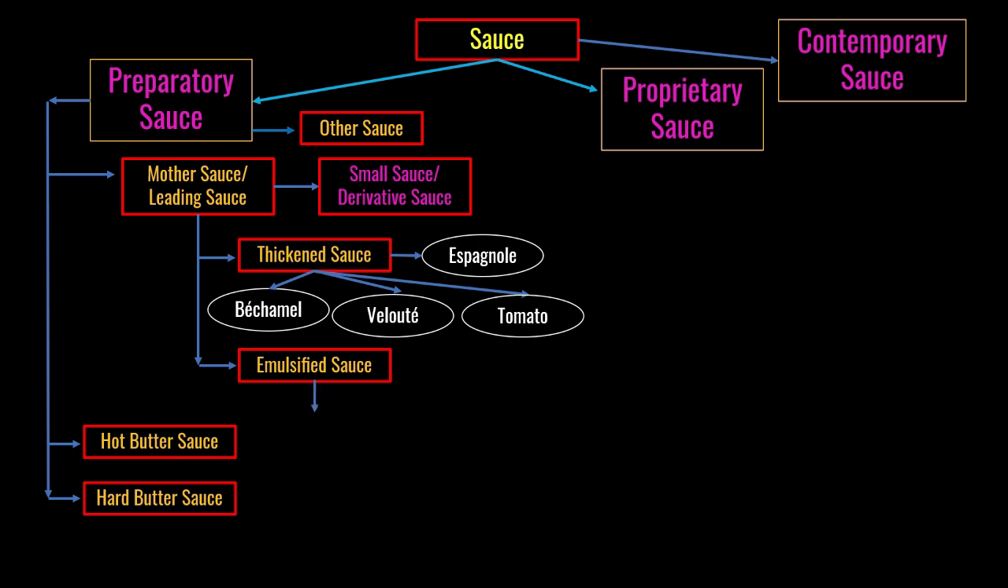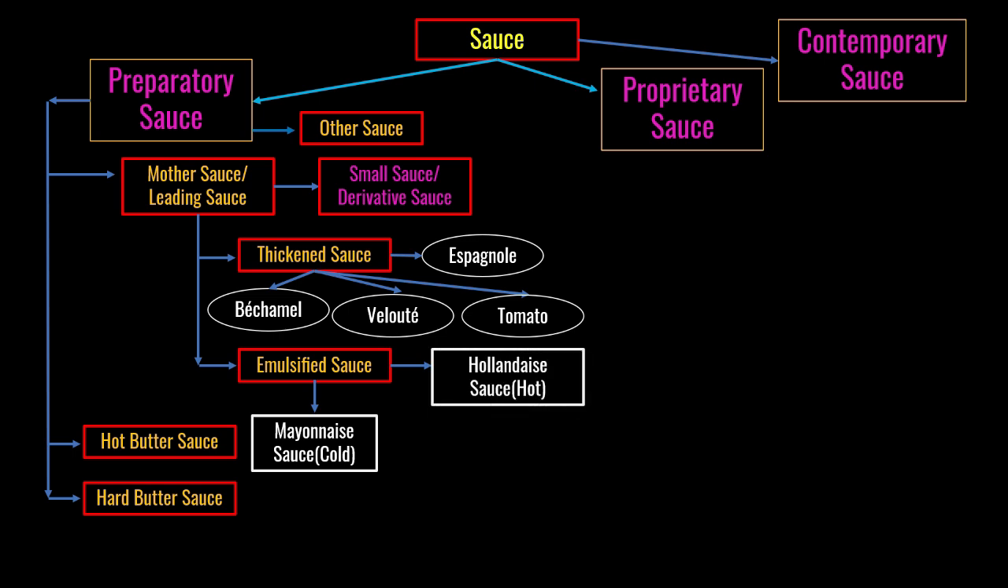What is the emulsified sauce category? We have two kinds of emulsified sauce: hot emulsified and cold emulsified, and we are getting two examples here. Hollandaise sauce, which is the example of hot emulsified sauce, and another one is the mayonnaise sauce, whose name is very common to many of you, and that is known as a cold emulsified sauce. We'll elaborate on this later on.